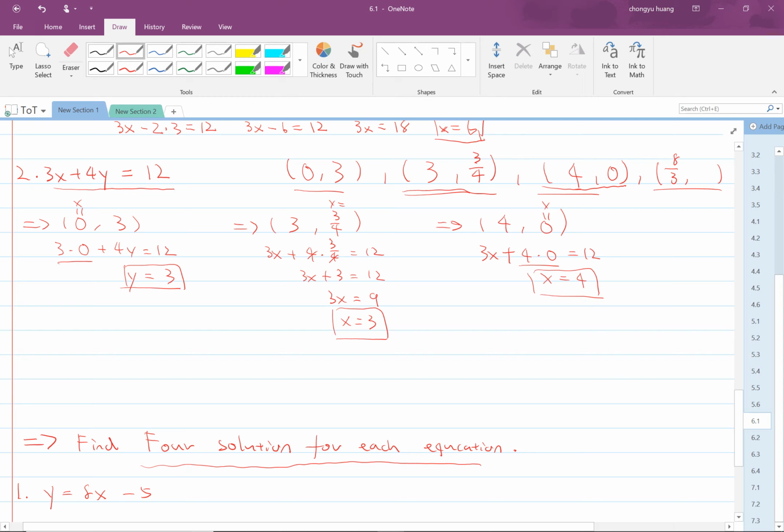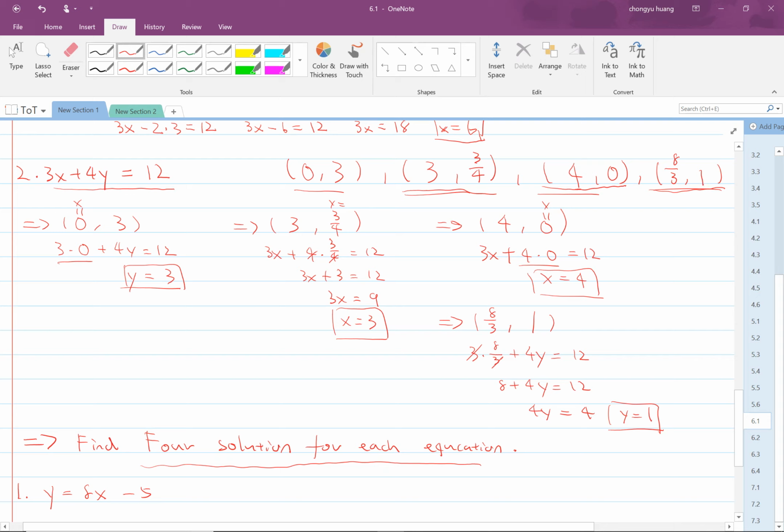So let's solve for the last point. What we have is we know x is 8 over 3, and we don't know anything about y. So obviously we have to plug into the equation: 3 multiplied by 8 over 3, plus 4y equal to 12. The 3 and 3 get cancelled. 8 plus 4y equals 12. 4y is equal to 4. y is equal to 1. Okay, y is equal to 1.